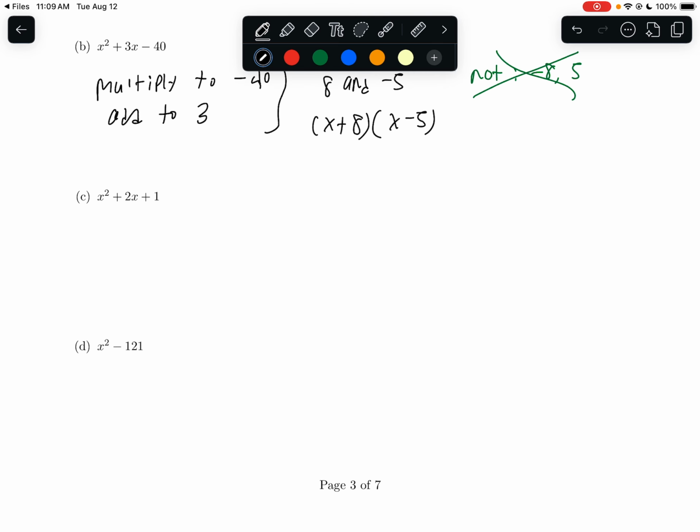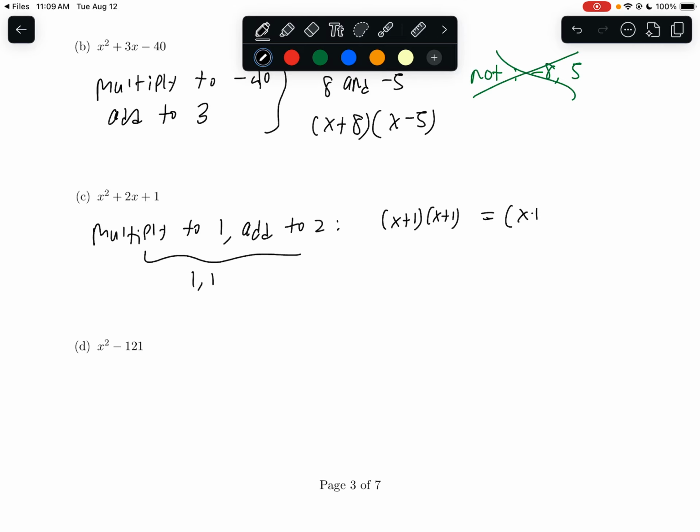Okay. Next one, multiply to 1, and they have to add to 2. That's just 1 and 1. So we could write it as x plus 1, x plus 1. So these two numbers are 1 and 1. Or if you want to really reduce it more, you could say it's x plus 1 squared. But either of those would be acceptable.